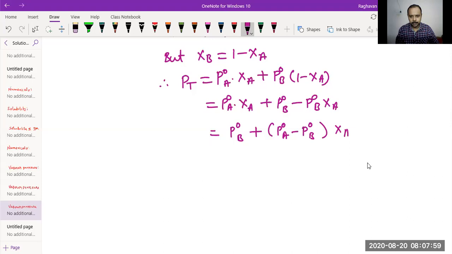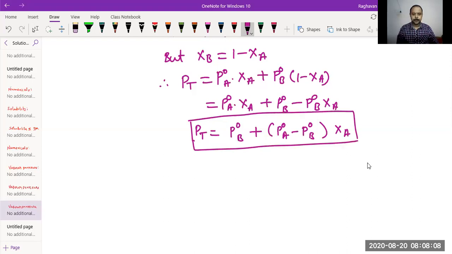That means in terms of any one component's mole fraction, we can calculate the total vapor pressure of the solution mixture. Or in terms of XB, what could it be? PT is equal to P naught A, the other component has to come, right? In terms of XA it was P naught B. So here PT is equal to P naught A plus (P naught B minus P naught A) into XB. Okay, just know about it.